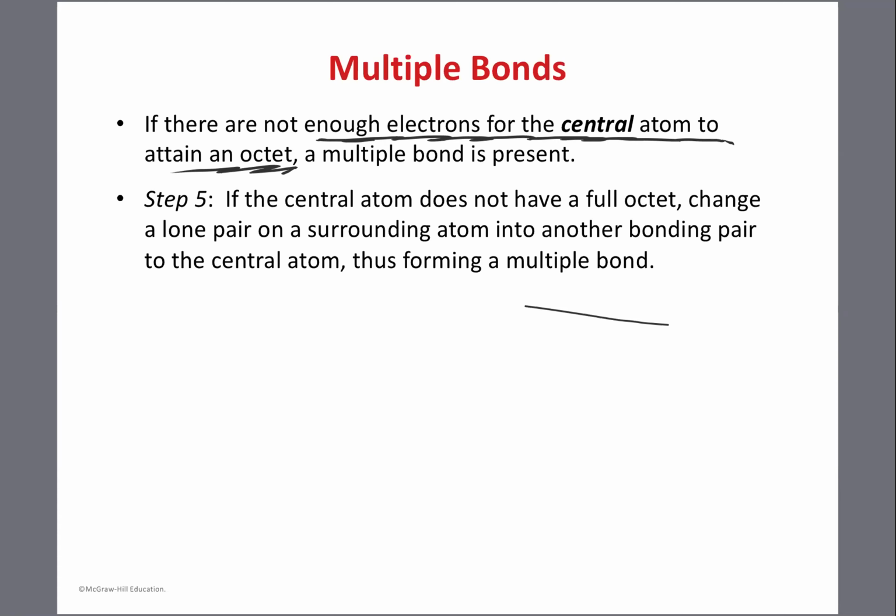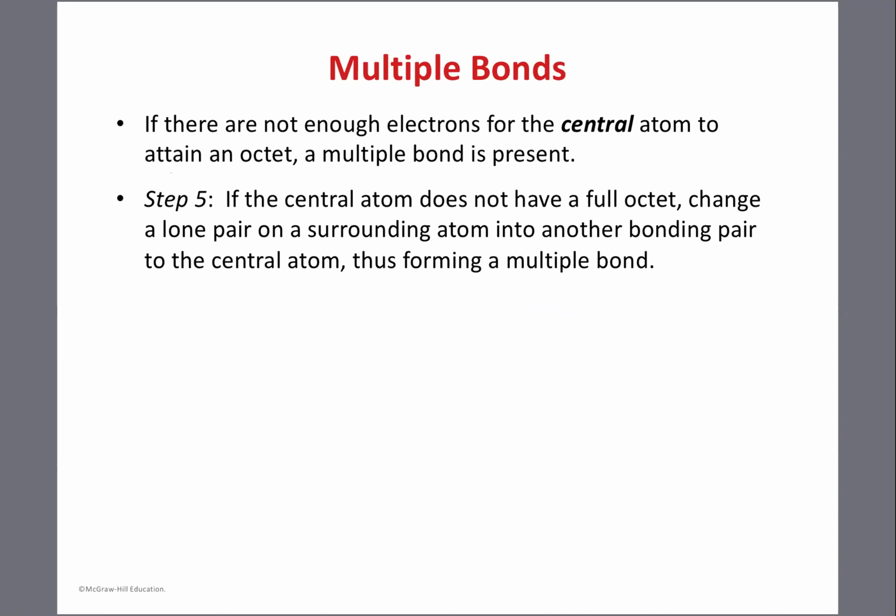Now, we haven't seen an example quite like that yet. We're going to work one in a second. But if you use the wrong number of electrons, something is wrong. And if you use too many, that means you've got to share some more. And you share more electrons by making multiple bonds in your Lewis dot structure.